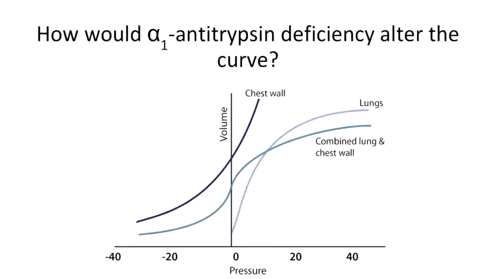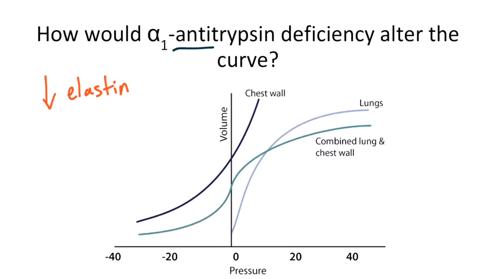Okay, let's do another question. How would alpha-1 antitrypsin deficiency alter the curve? I explained this disease in detail in section 1 of this chapter, so I'm not going to spend as much time on it now, but simply put, alpha-1 antitrypsin deficiency results in excessive destruction of the protein elastin in the lungs. So decreased elastin.